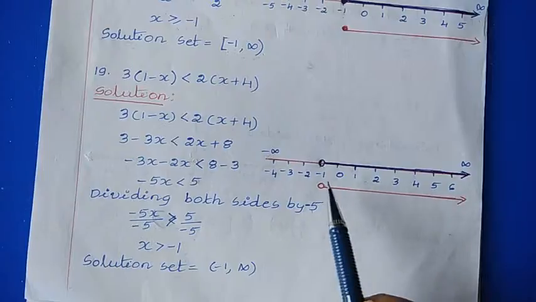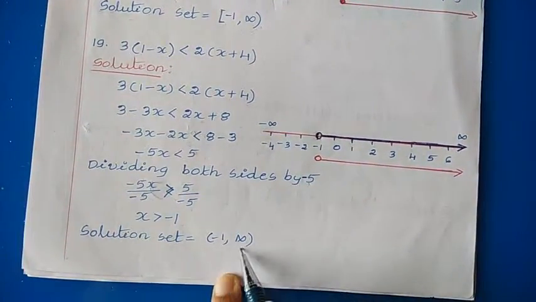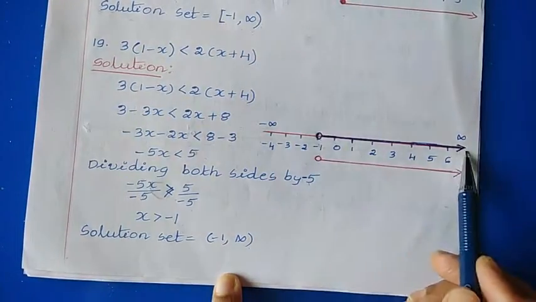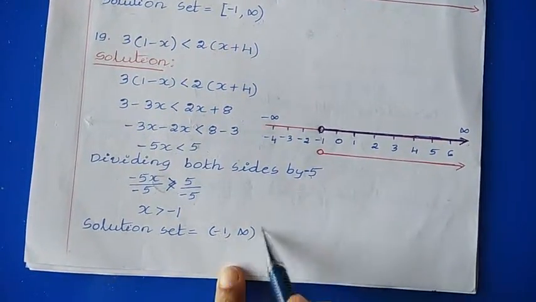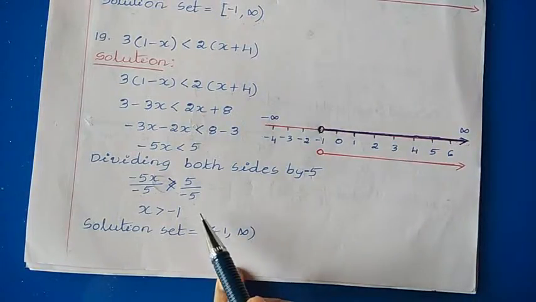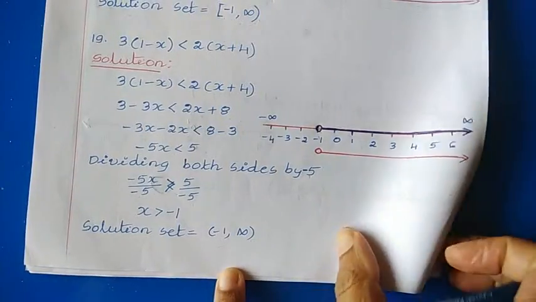Then the solution set we can represent like this way, which is minus 1 comma infinity, minus 1 to infinity. We don't know the starting point as well as the end point here, so I am using an open interval. Suppose if it is greater than or equal to minus 1, then you can use a closed interval. Now I am using an open interval.